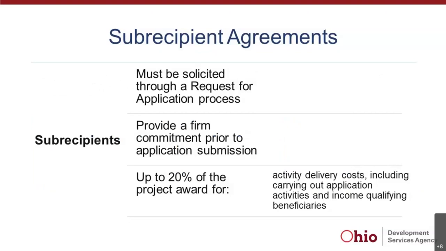Subrecipients must be solicited through a request for application process, provide a firm commitment prior to application submission, and may use up to 20% of the project award for activity delivery costs, including carrying out application activities and income qualifying beneficiaries. Those of you who have submitted public service requests through the CARES Act program are starting to get familiar with this process.